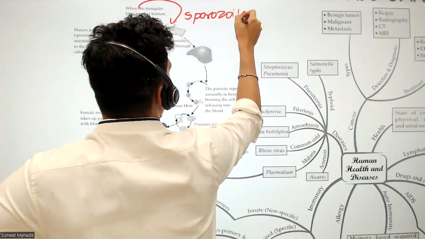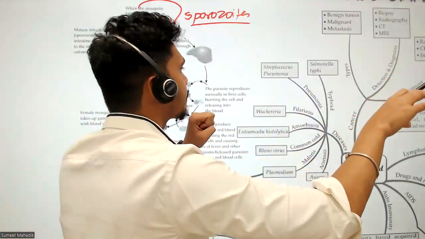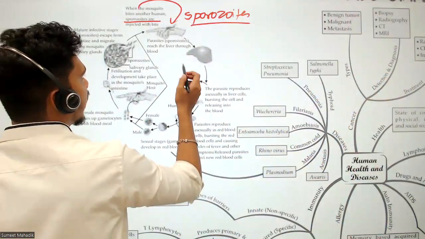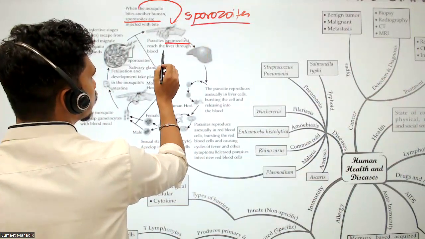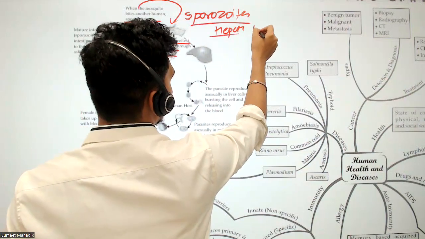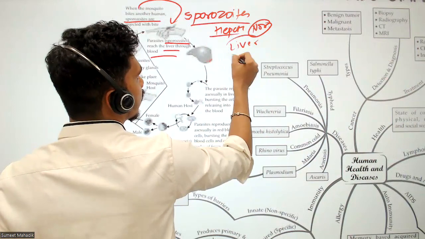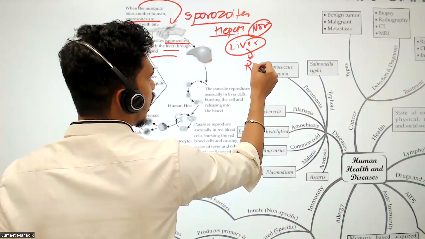Sporozoites are transferred from the Anopheles mosquito to the uninfected person, right? And then what? Sporozoites reach the liver and the blood. In the liver, they are normal. They are not growing. But once they reach the liver, from the liver they go to RBC.